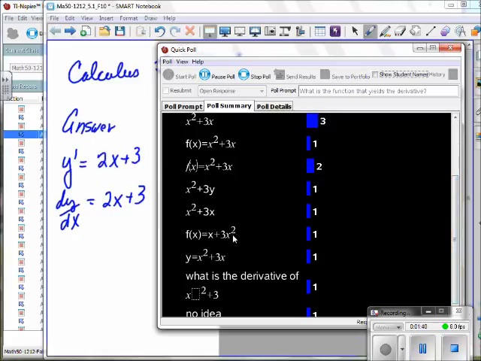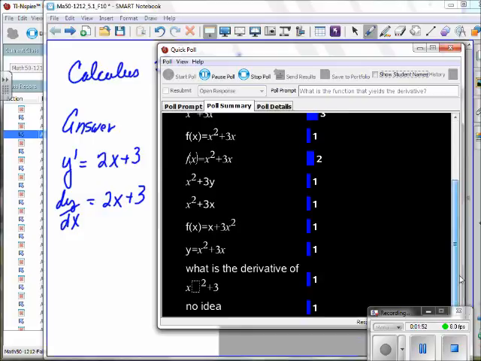If I took the derivative of this, the derivative of x would be 1. The derivative of 3x squared would be 6x, so we wouldn't get the same thing. So if that was yours, what is the derivative of x squared plus 3? I agree, x squared would give me 2x, but 3 would give me 0, okay? And then a no idea. Okay, being the first time we ever looked at these, I would agree.